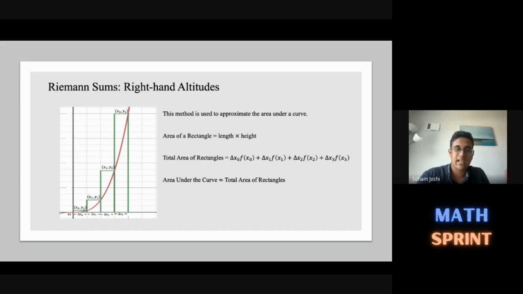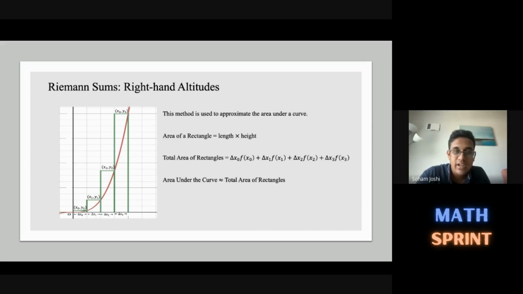The width of each rectangle is delta x0, delta x1, delta x2, and so on, which I indicated at the bottom, just below the positive x-axis. So pretty much the way this approximation of the area under the curve works is that you just find the total area of all of these green rectangles we formed. We know the area of just one rectangle in general is the length multiplied by the height of the rectangle.